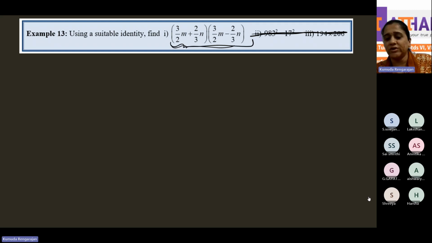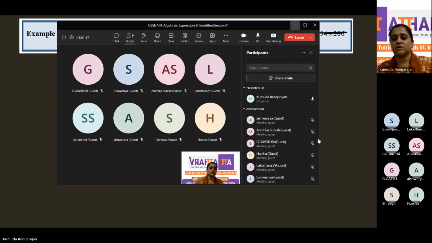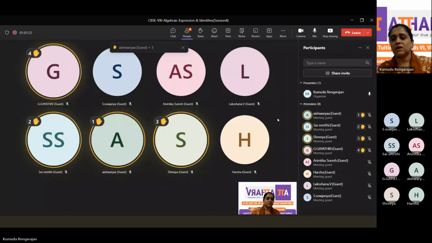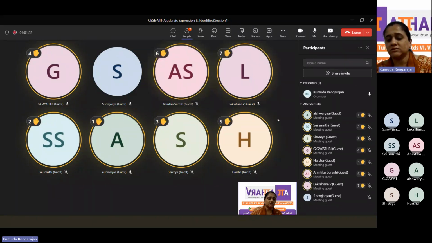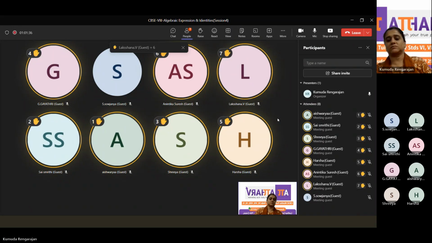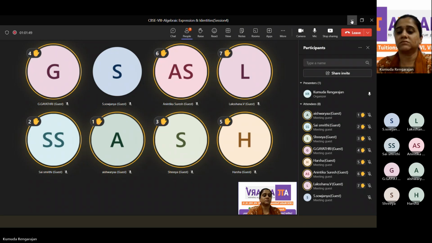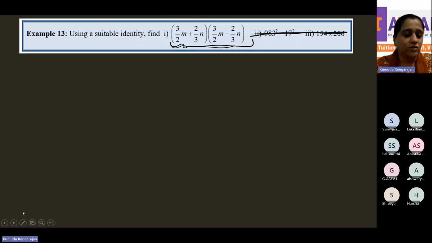Online students, use the emoji. Raise your hand. Yeah, quickly. Aishwarya, Sai Smriti, Gayatri, Shriya. That's all. Harsha, Anantika, Lakshana, Saujanya. Okay, thank you, online students.